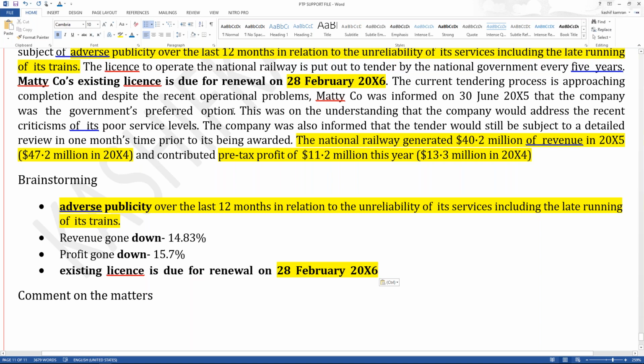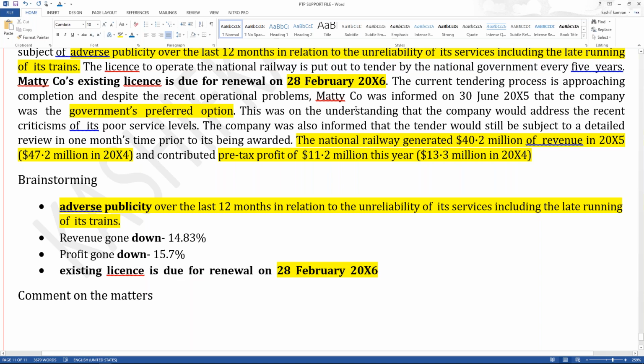So is the government still preferring METI for this license? On the 30th of June, the company was the government's preferred option. So is there a high chance you might get this license even despite the adverse publicity? So far so good, everyone? Okay. This was on the understanding that the company would address the recent criticism of the poor service level. So if the company is able to address the criticism, the government will give you the license.